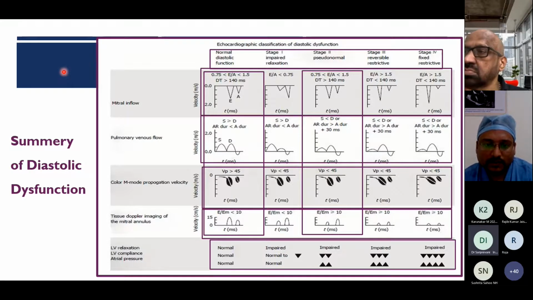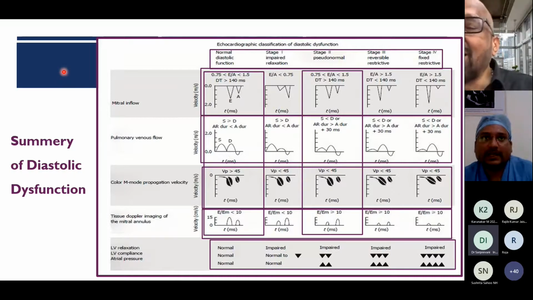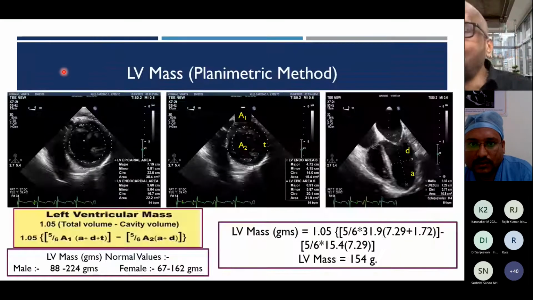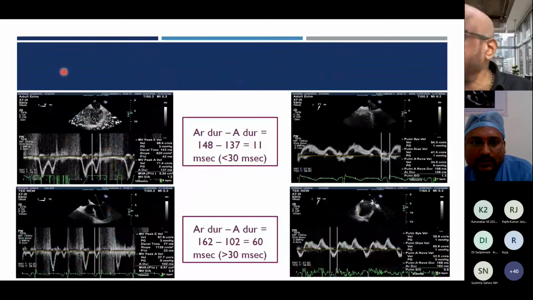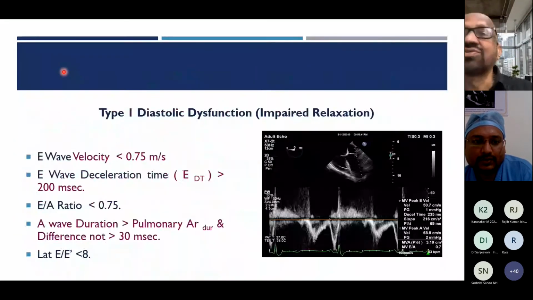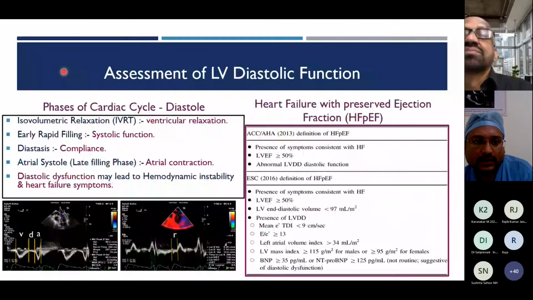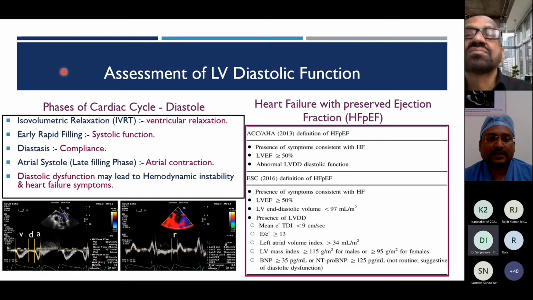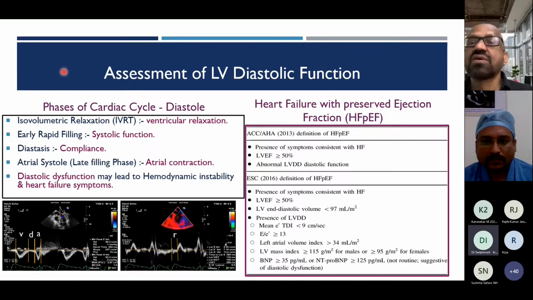Next point, you said early rapid filling is systolic function, which I didn't understand. Basically, it is the diastolic function when you are talking about early rapid filling. Can you go back to that slide? Please show that slide. Enlarge that. Can you do the screen sharing properly? We are not able to see the slide because I really didn't understand that.